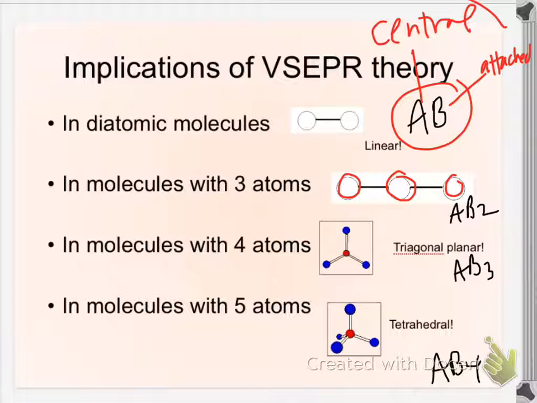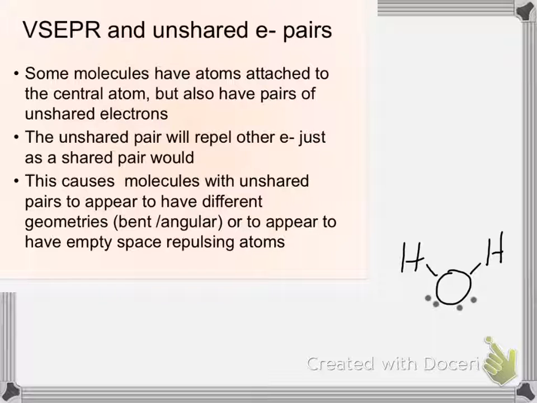Now here's the question. What if we have unshared pairs? Because you've already drawn some Lewis diagrams where you have unshared pairs. So water is very often drawn like this. It looks like Mickey Mouse's ears. It's got unshared pairs on the central atom. So there are some molecules that have unshared pairs of electrons on the central atom. It doesn't matter if there are unshared pairs on the outermost atoms, but on the central atom they actually change the geometry. Because those unshared pairs act like another atom.